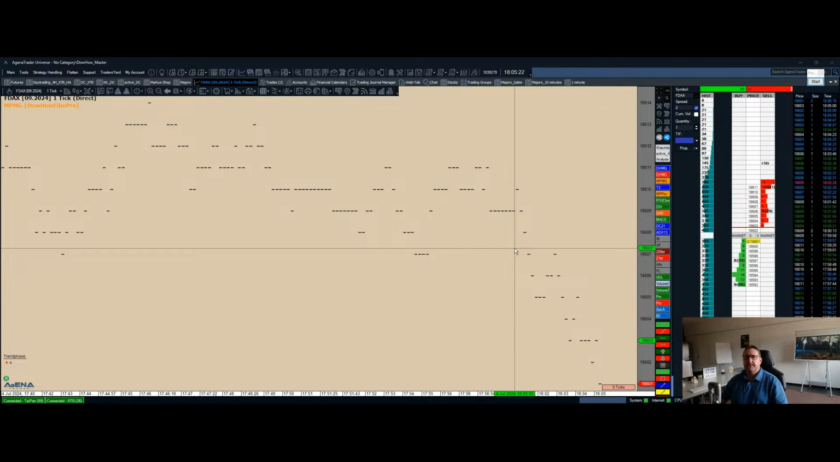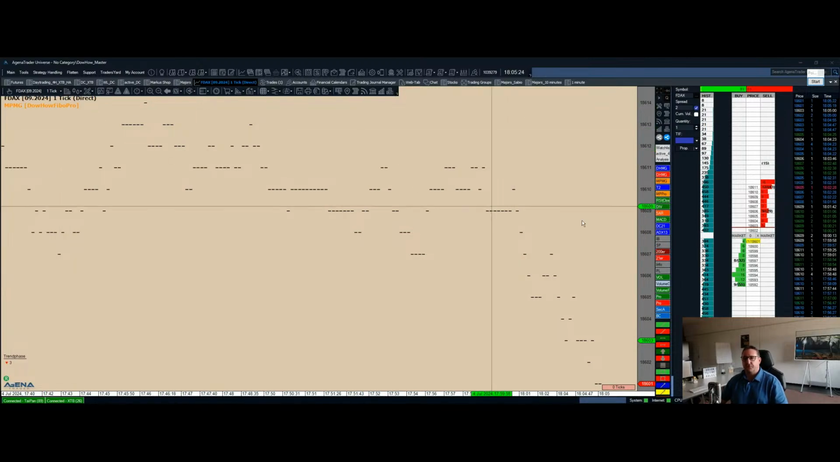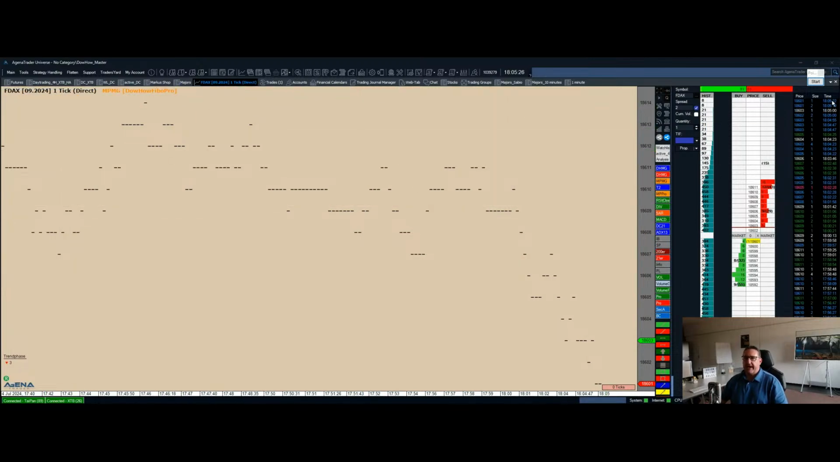For example, that's the DAX, the German DAX future. And here on the right side, this is the order book. Here you can see how it really works. In the middle, you have the price.